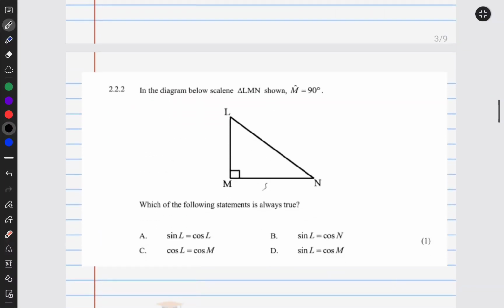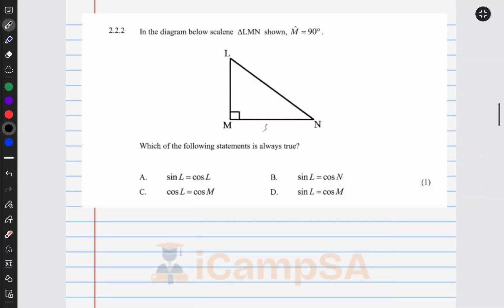Okay, let's go to 2.2.2. In the diagram below, we have a scalene triangle LMN. Remember that a scalene triangle is a triangle where there is no side that's equal. All sides are not equal. And angle M is 90 degrees, so it's also a right angle triangle. Which of the following is always true? Remember that these two angles, L and N, are complementary, which means they add to 90 degrees.